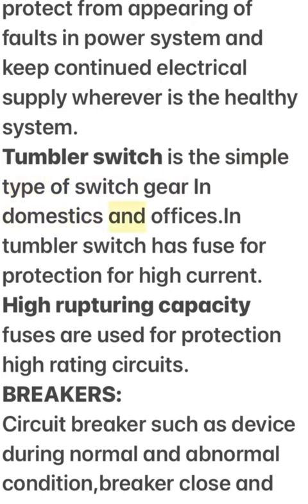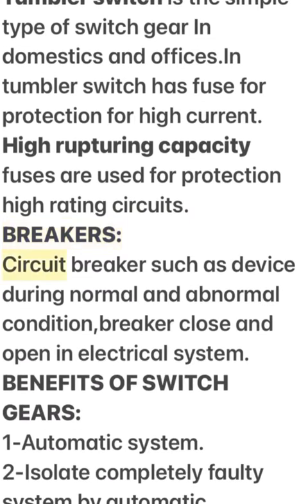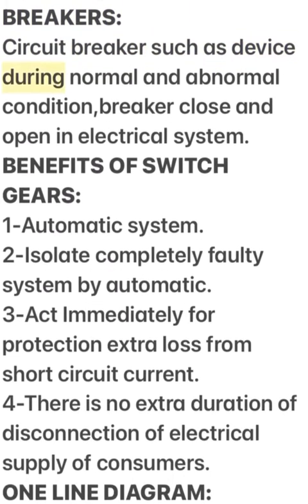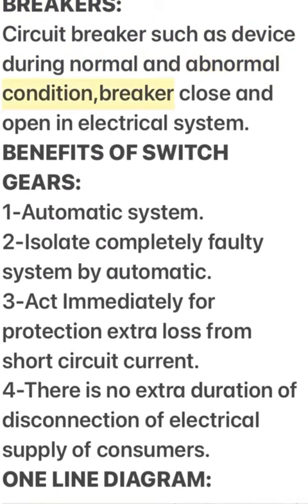The tumbler switch has fuses for protection against high current. High rupturing capacity fuses are used for protection of high rating circuits. Circuit breakers are devices that, during normal and abnormal conditions, close and open the circuit in an electrical system.